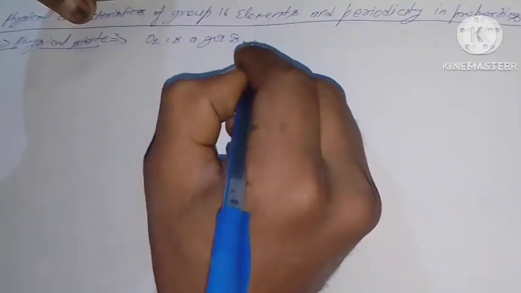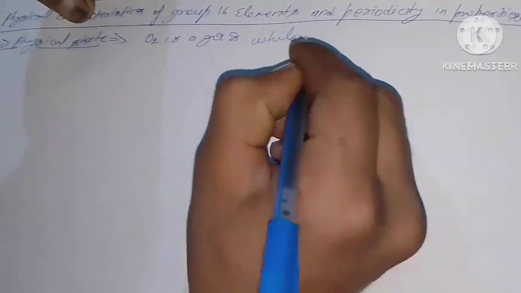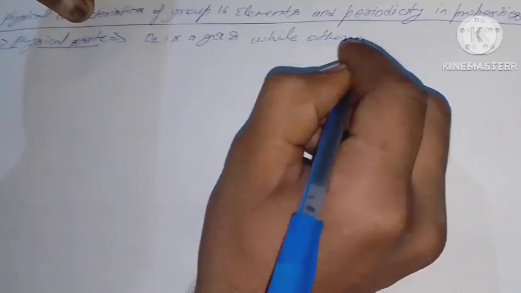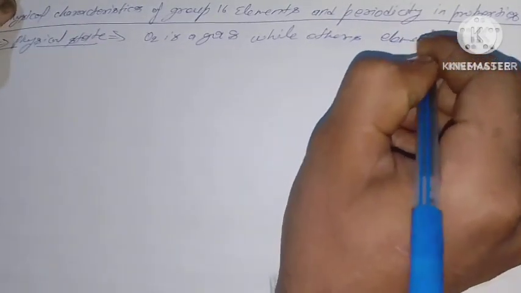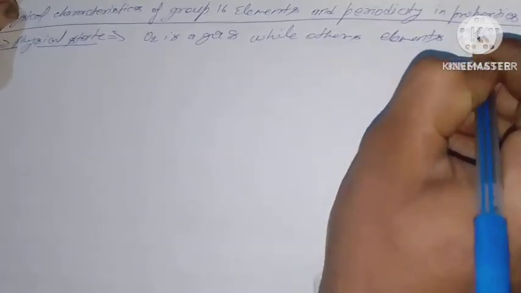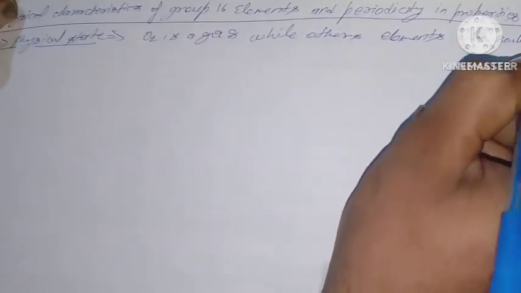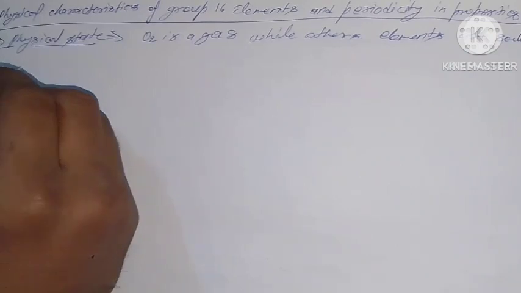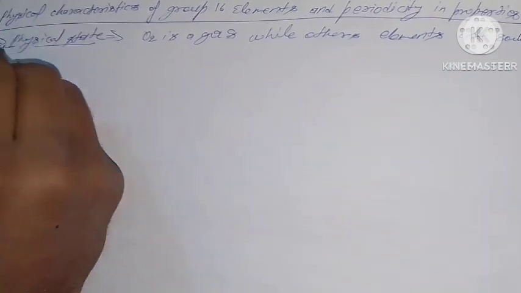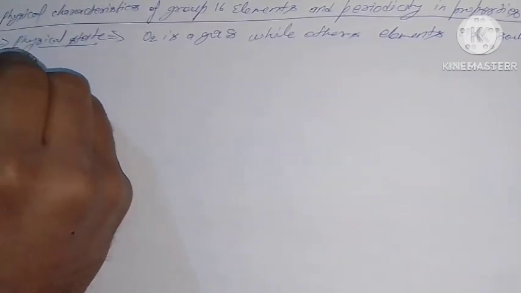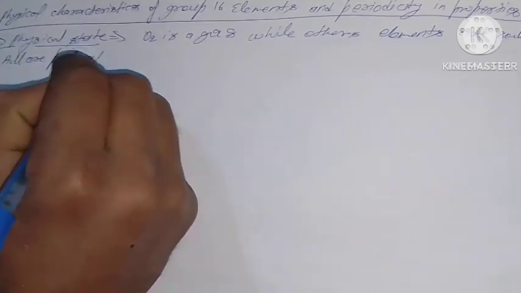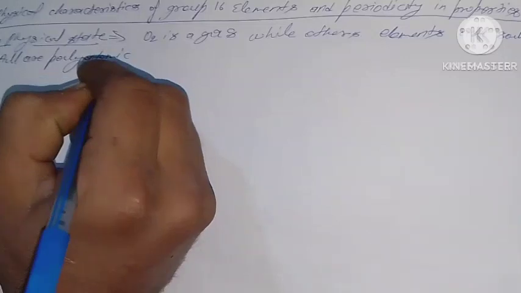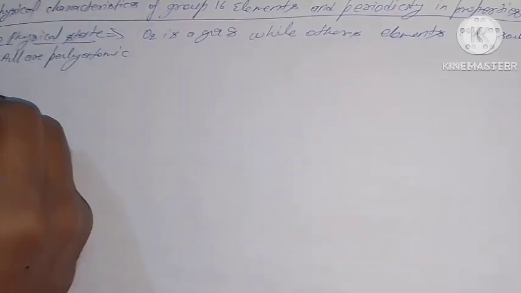Oxygen is a gas while other elements are solid. All are polyatomic.